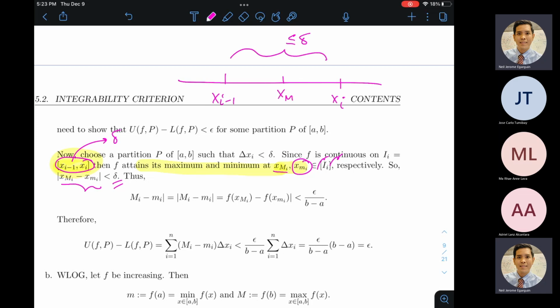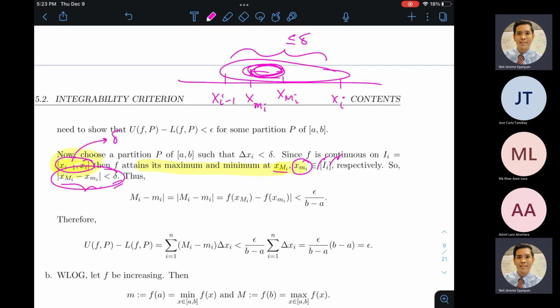Posibleng nandito si x sub capital Mi. Nandito si x sub little mi, kunwari. Basta nasa loob sila nung interval. So, ibig sabihin, yung pagitan nilang dalawa ay obviously mas maliit kay delta. Right? Kasi yung buo less than delta. So, sila dapat less than delta rin. So, we have this. So, ibig sabihin, ano yung masasabi natin?